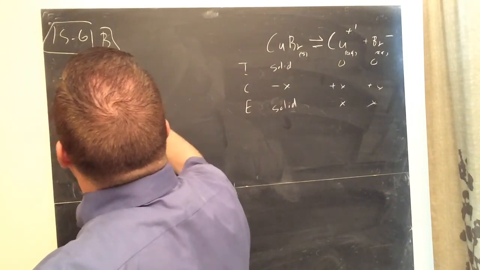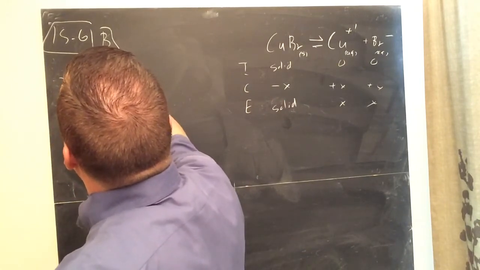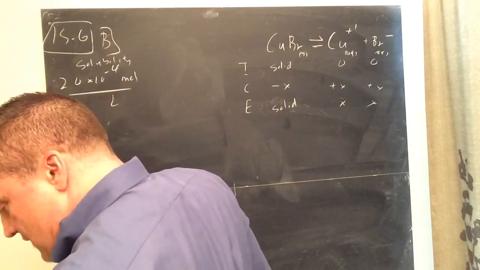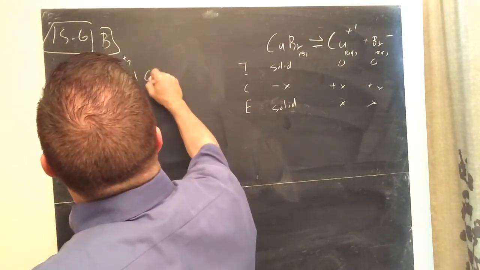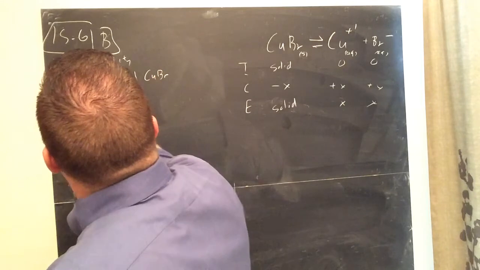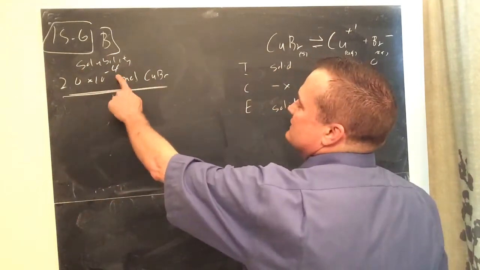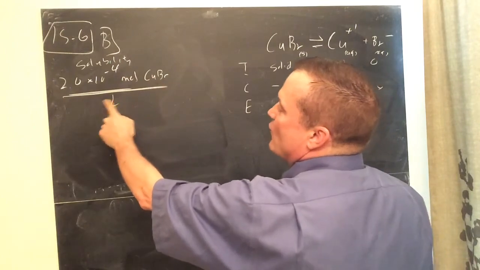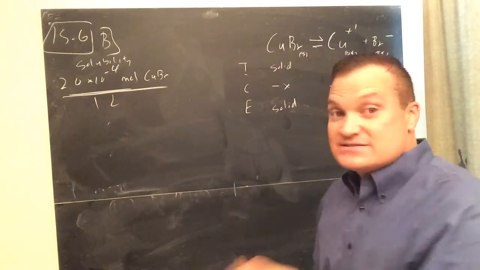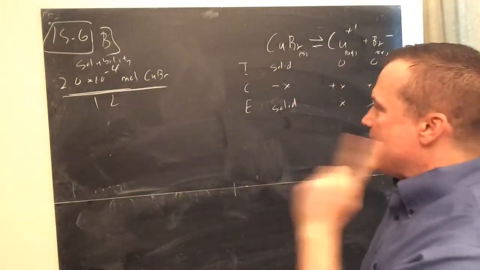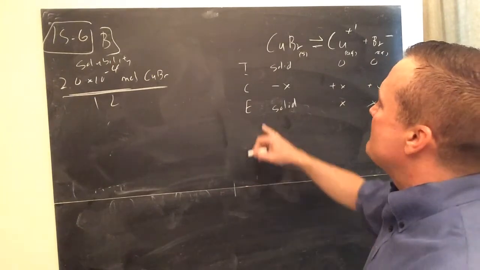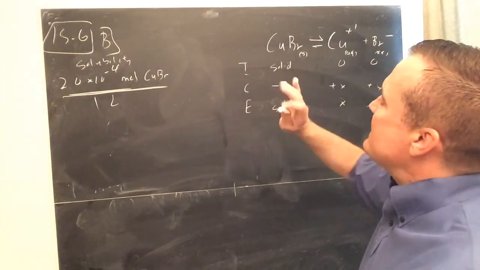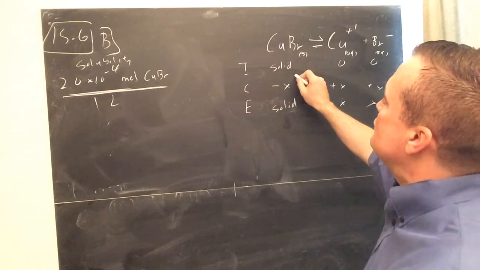What does that mean? It's the solubility of copper 1 bromide. So here's what it means. 2.0 times 10 to the negative 4 moles of copper 1 bromide will dissolve in every 1 liter of solution. That's the solubility of it. I'll show you one little bit with that in a moment, but what I'm going to do is, when they give you the solubility, they are giving you this.